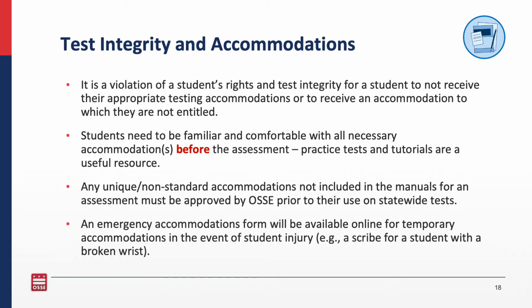Any unique or non-standard accommodation not included in the manuals for an assessment must be approved by OSSE prior to their use on a statewide test. An emergency accommodation form will be available online for temporary accommodations in the event of a student injury. For example, a scribe may be required for a student who may have broken their wrist during testing.